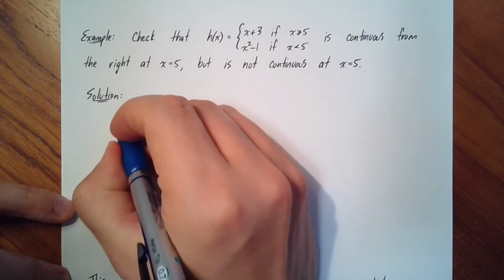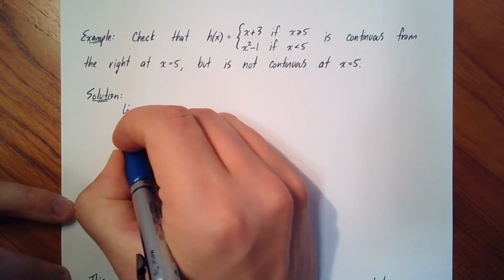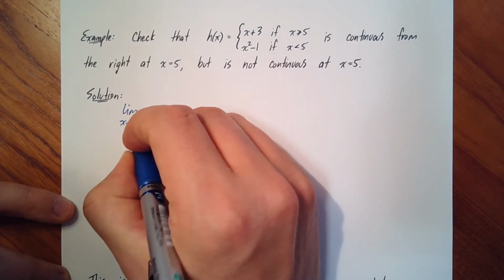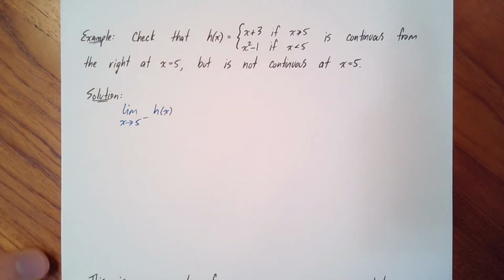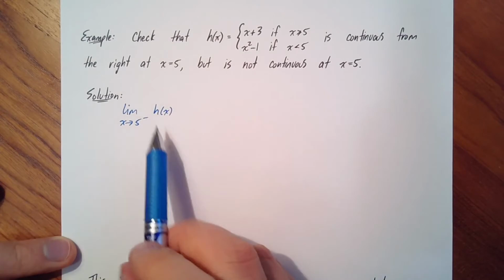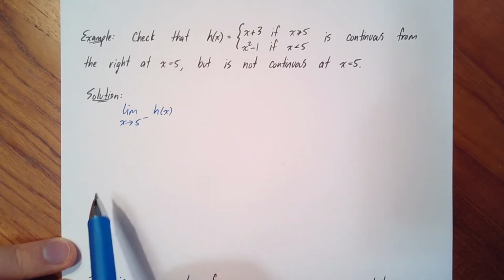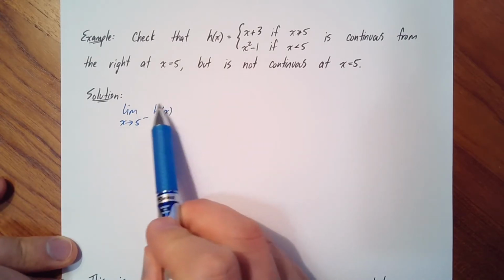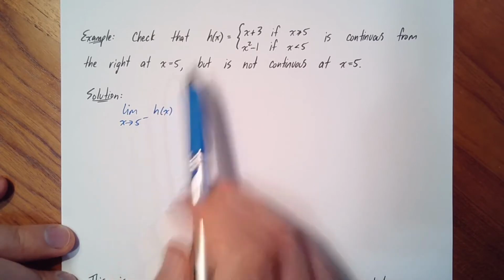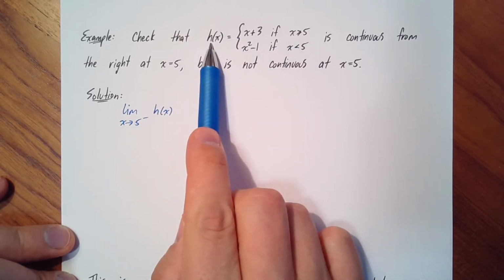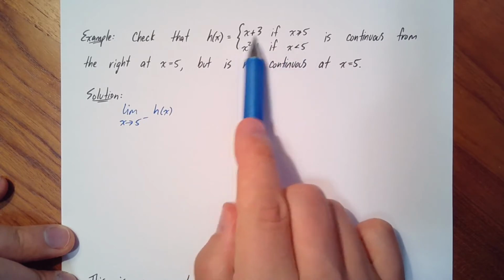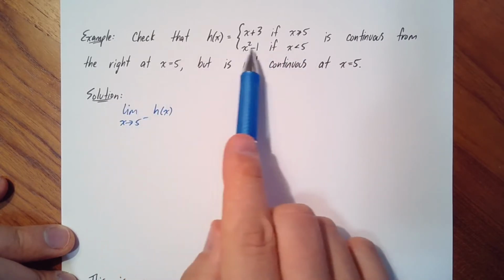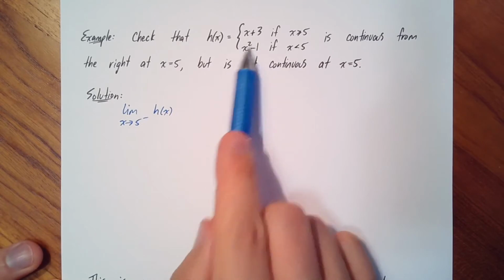So let's start with the limit as x approaches 5 from the left of h of x. Okay, let's see what we get. Well, how do you start with a piecewise function? Well, the first step is to figure out what h of x is actually doing. Based on this rule, it depends on where x falls. If x is greater than or equal to 5, h of x is going to behave like x plus 3, right? If x is less than 5, then h of x is going to behave like x squared minus 1.